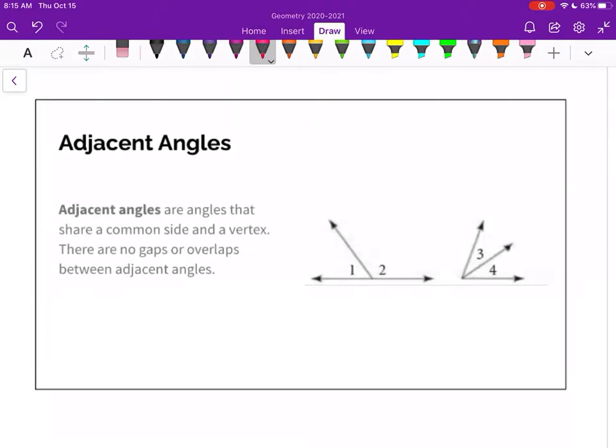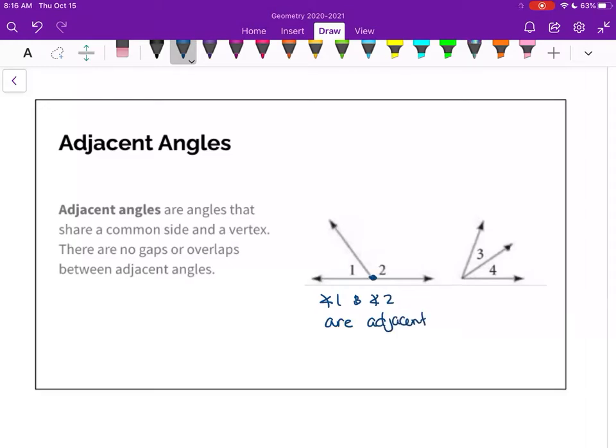So the first one we're going to talk about, I already mentioned before, is adjacent angles. And adjacent angles are angles that share a common side and a vertex. There are no gaps or overlaps between adjacent angles. So here we have two examples of adjacent angles. So angle 1 and angle 2 are adjacent.